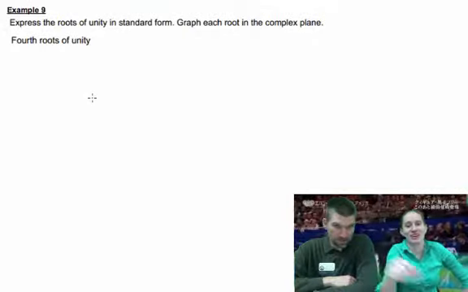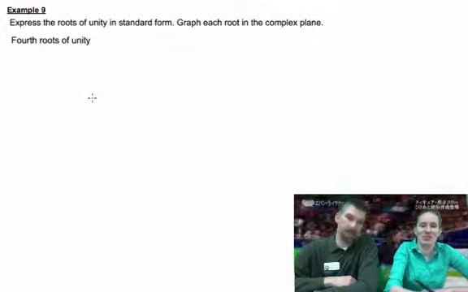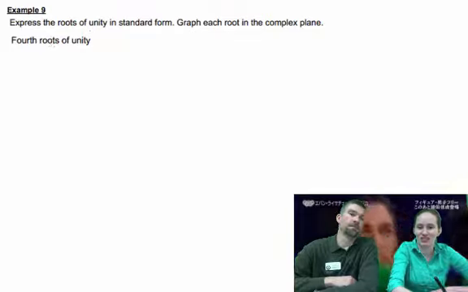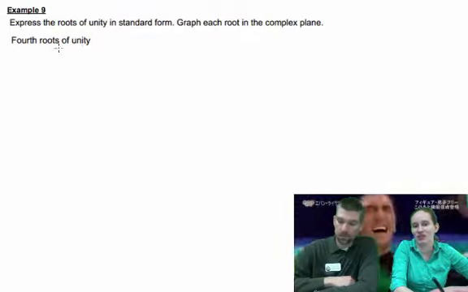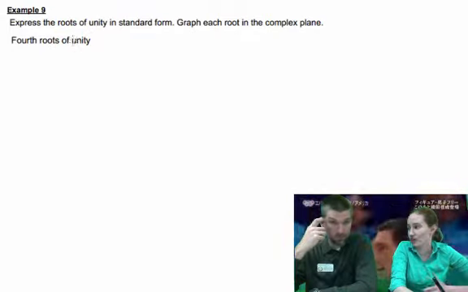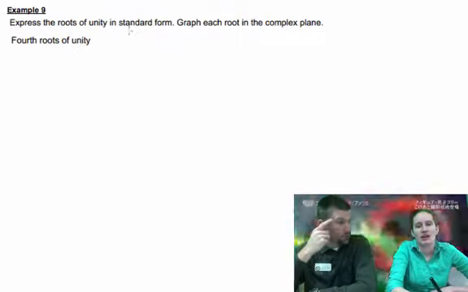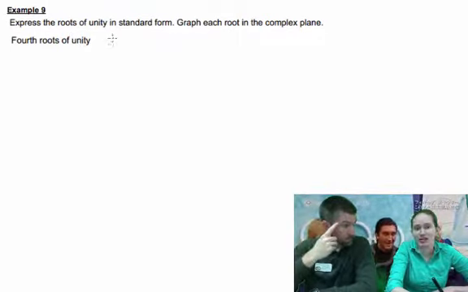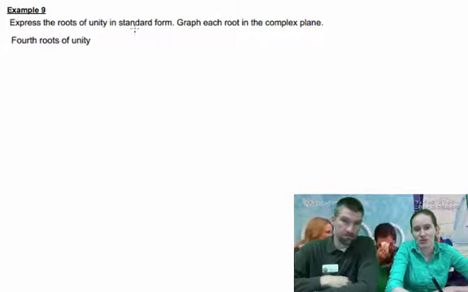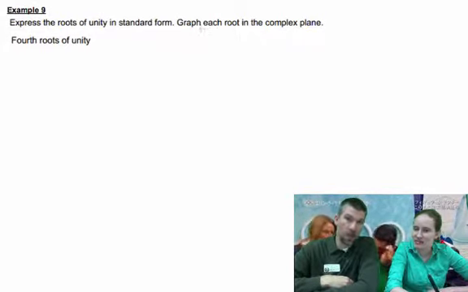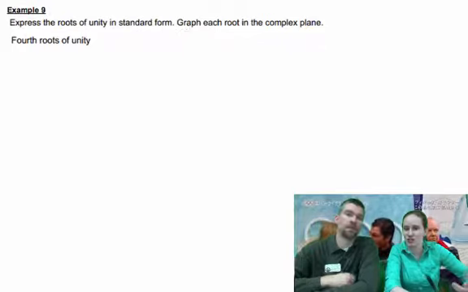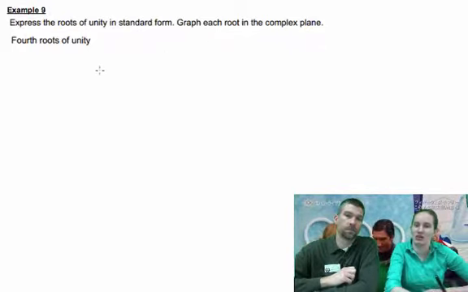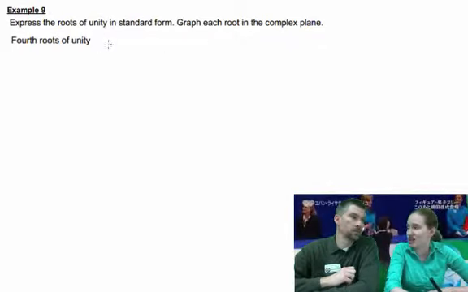Example 9. Roots of unity. We started talking about this earlier. We're talking about the fourth root of 1. What times what times what times what is 1? Exactly. The reason it's not just an answer of 1 is we're going to graph each root in the complex plane. It's going to be similar to what we just did at the very end of example 8.